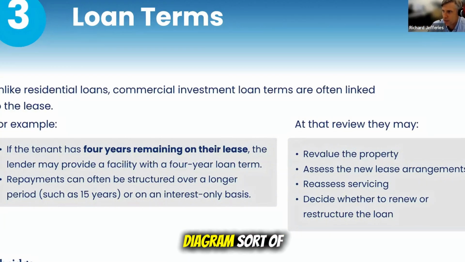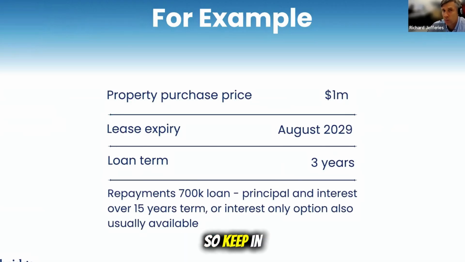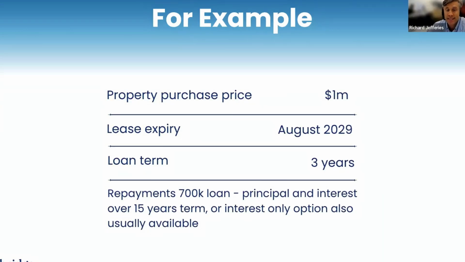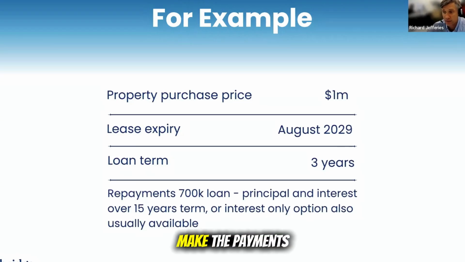And this diagram shows how that might work. Keep in mind that when the lease is coming to its expiry, it's really important to have measures in place as to how that income is going to continue, because the lender is going to want to review the current circumstances, may want another valuation, and will want to know: is that tenant signing up for another 4 or 5 years? Do you have another tenant coming in, or is it going to be vacant? In which case, how are you going to make the payments?